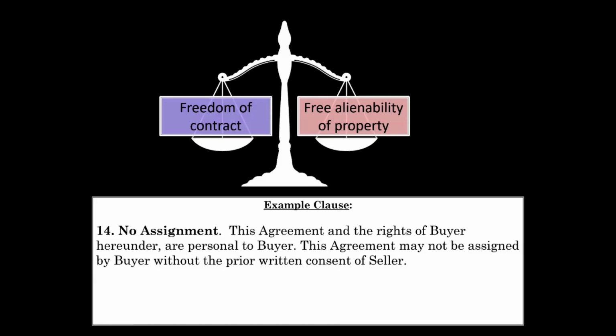Like the freedom of contract, the freedom from restraints on the alienation of property is a core tenet of property law. Contract terms that restrain or limit the ability of one party to transfer her contractual rights or duties put these two policies in tension. So, how does 210 attempt to mediate the conflict between these two policies?